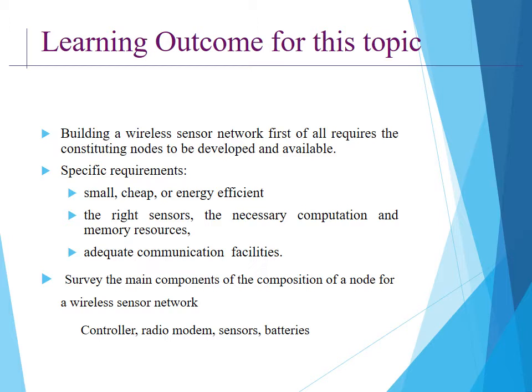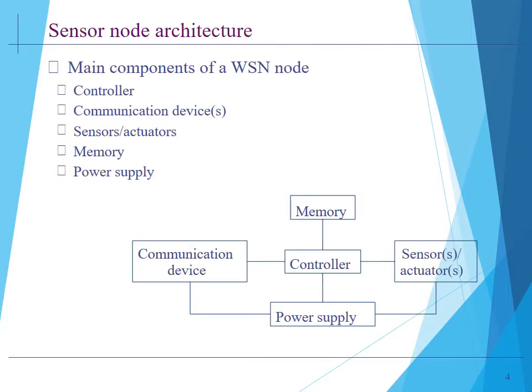At the end of this lecture, we will be knowing the main components involved in the composition of a node for a wireless sensor network, which includes controller, radio modem, sensors and batteries. So, these are the hardware components involved in a sensor node architecture. Controller. A controller is used to process all the relevant data, capable of executing arbitrary codes.